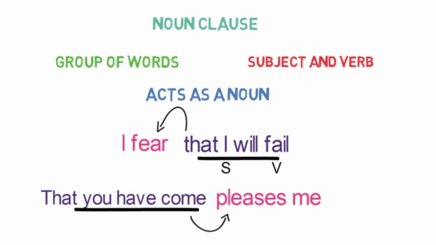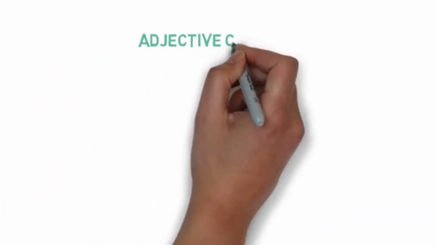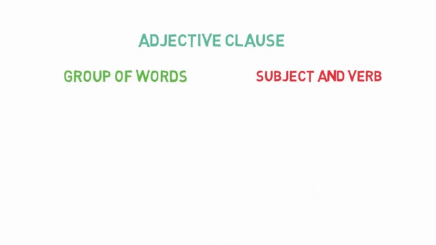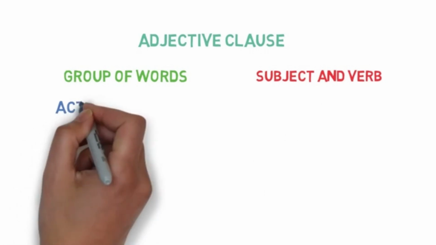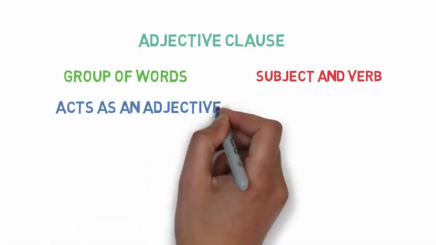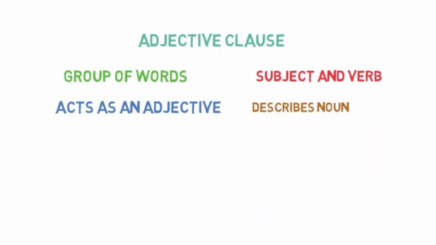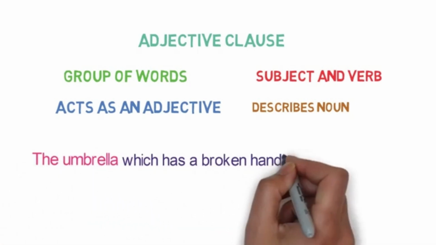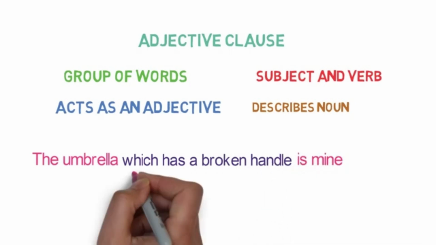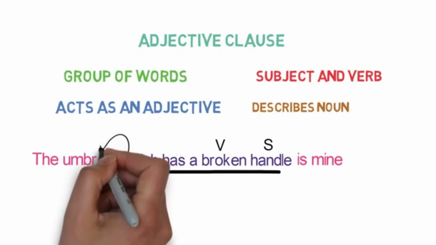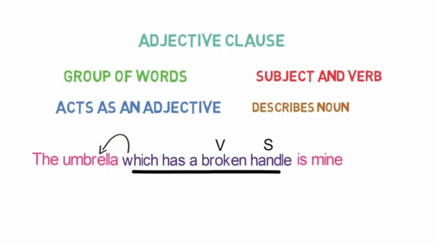Now let's look into the next type of clause, adjective clause. An adjective clause is a group of words having a subject and a verb of its own, and it acts as an adjective in the sentence. Now what does an adjective do? It describes a noun, and so does the adjective clause. For example, the umbrella which has a broken handle is mine. Here the clause which has a broken handle is an adjective clause as it has a subject and a verb of its own and is describing the noun umbrella.